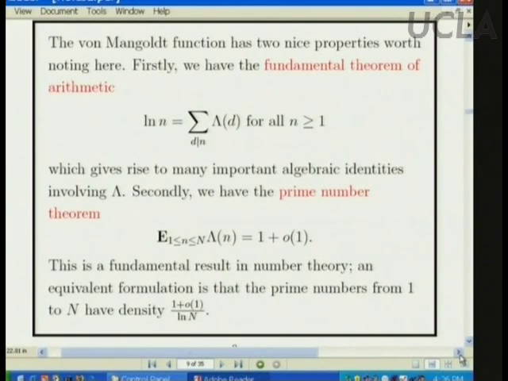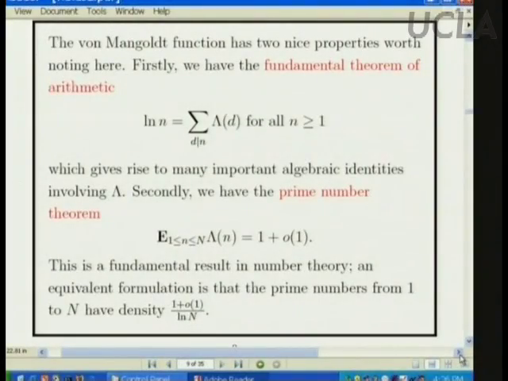So the first one is that you all know the fundamental theorem of arithmetic. The fundamental theorem of arithmetic is the fact that every integer can be factored into primes, like 50 is 2 times 5 times 5, and exactly one factorization for every number up to rearrangement. And you can encode that fact as a very nice identity if you take log of it. So 50 is 2 times 5 times 5, which means that log 50 is log 2 plus log 5 plus log 5.